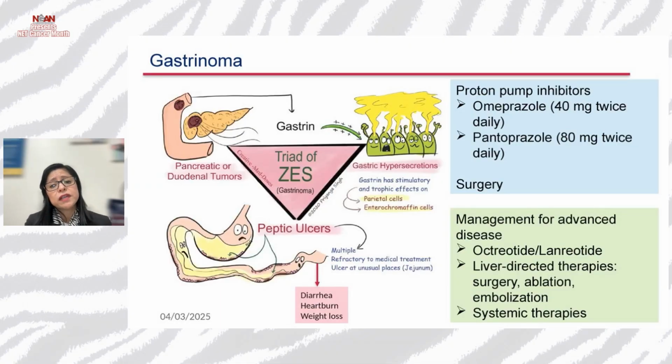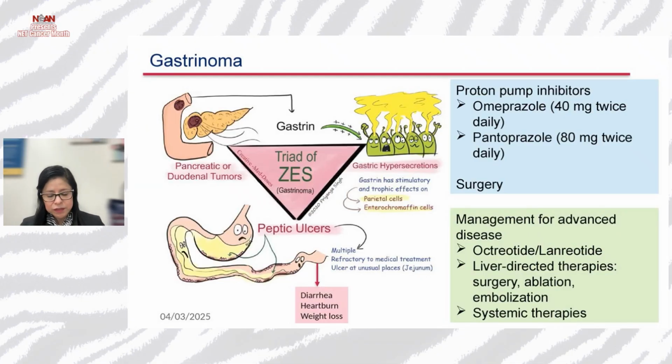And gastrinomas. As I said earlier, gastrin is a hormone that is produced either by the pancreas or by the part of the small intestine called the duodenum. And this excess of gastrin can increase acid secretion from the stomach, because that's what gastrin does.